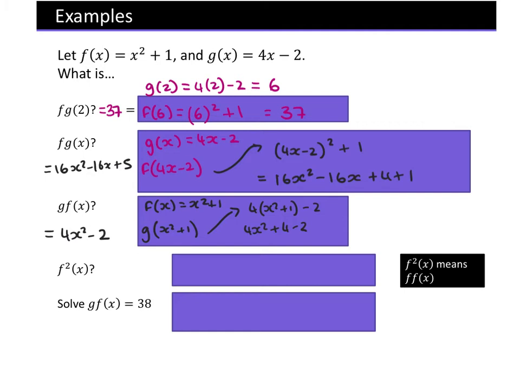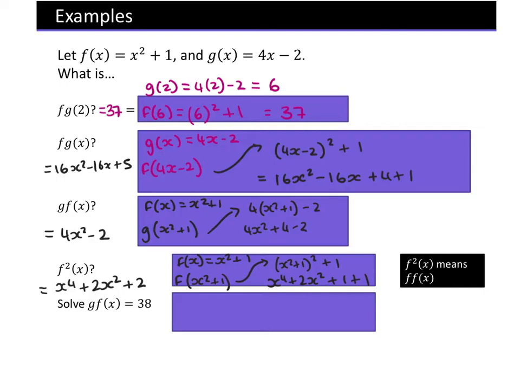Okay. F squared of x means f of f of x. No, I think I did too many f's then. It's just f of f x. Right. So I know that f of x equals x squared plus 1. So if I'm doing f of f x, I'm doing f of x squared plus 1, which means I've got x squared plus 1 squared plus 1. Okay? So I'm now going to have x to the power of 4 plus 2x squared plus 1 plus 1. Expanded that in my head. So that equals x to the power of 4 plus 2x squared plus 2.